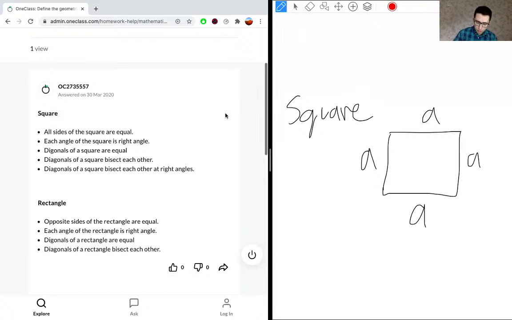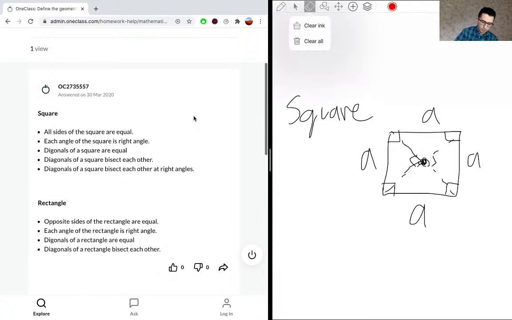We know each angle is a right angle in a square. We know that the diagonals of a square are equal in length. And they bisect each other at the midpoint of the square. And finally, they bisect each other at right angles. So in my picture, it's not clear that they bisect at right angles, but they do. So if you were to measure this angle right here, it would be 90 degrees. So those are the properties of a square.